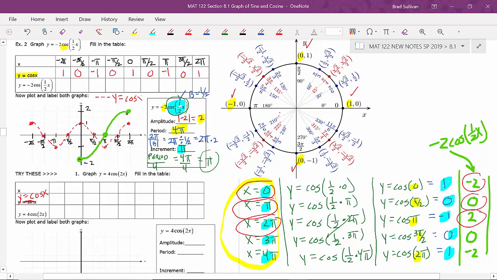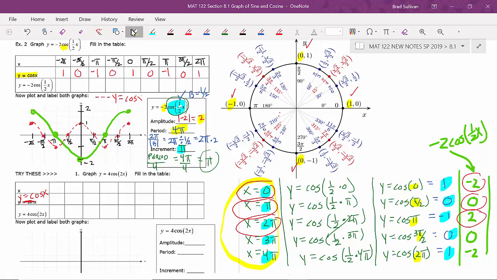Now, the nice thing is you can predict what these points are going to be. So if you went to negative pi, you would be there. If you went to negative 2 pi, you would be there. You can always number crunch those out if you need to. So that's what the final graph ends up looking like.